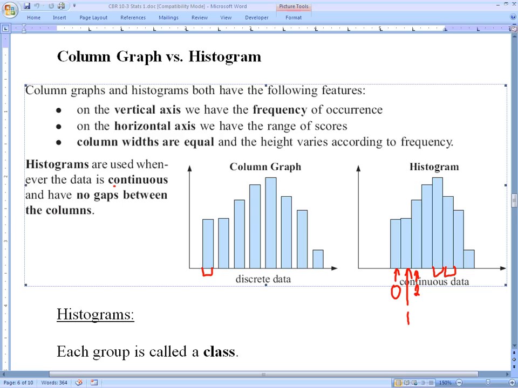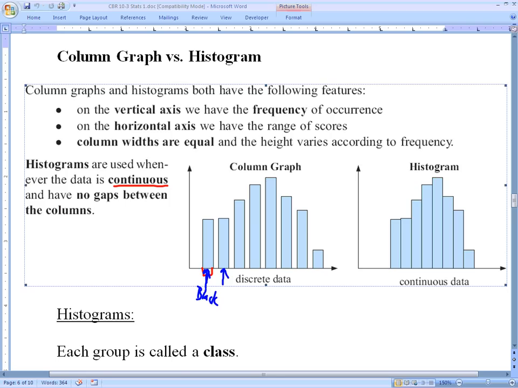Histograms, though, are used for continuous data, ranges of data. Oh, and I apologize, I was writing all this stuff on the histogram that I should have been writing on the discrete data side. So when I was doing the colors, like the black and the red and those sorts of things, they should have been here on a regular column graph.